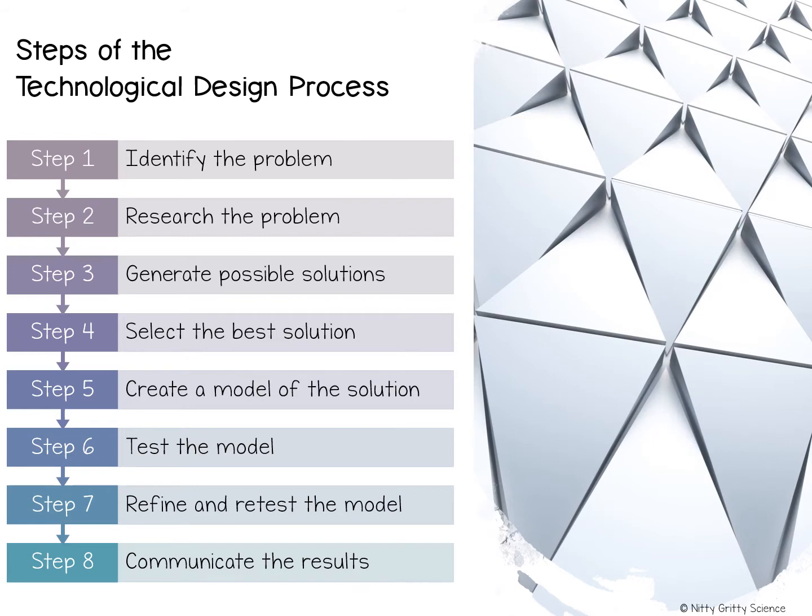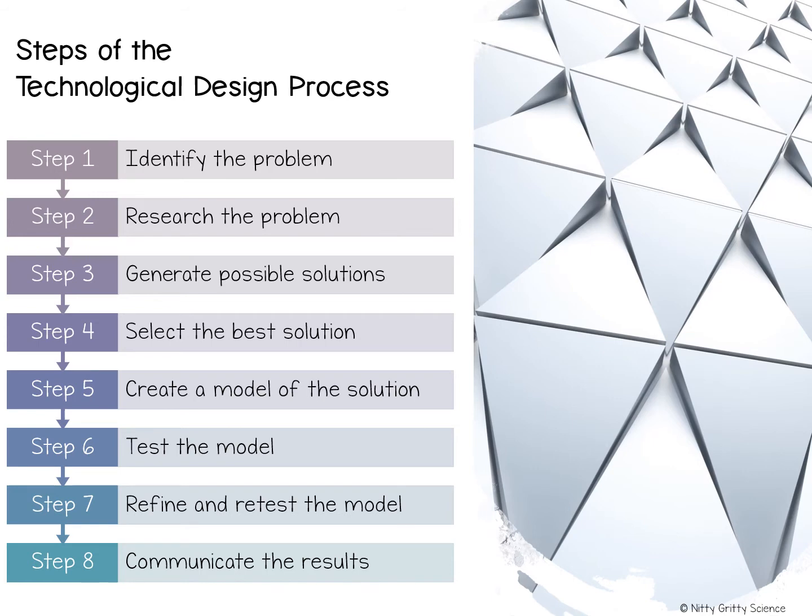Here we're looking at step 1, we identify the problem. Once we do that, now we can go and research the problem. Once we have a good understanding of the problem, we're going to move to step 3 and generate possible solutions. And once we decide on what is the best solution that we think can help this problem, we're going to select that solution, and then we're going to create a model of the solution.